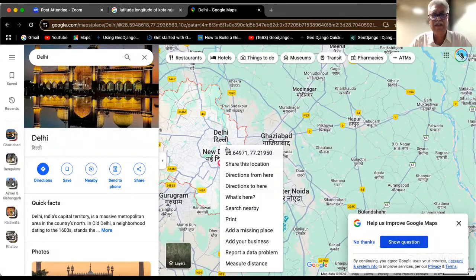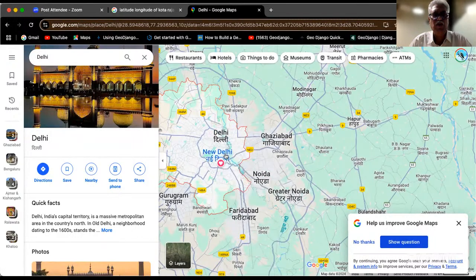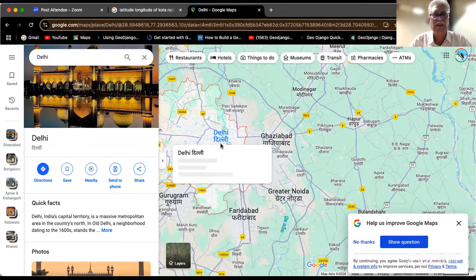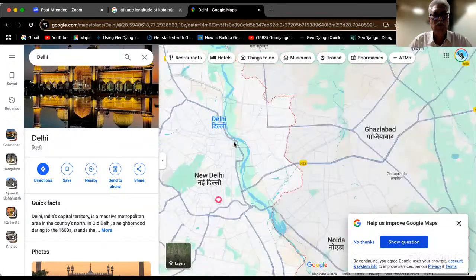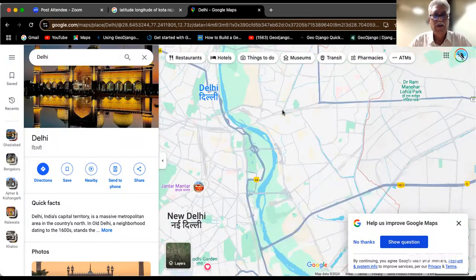28.649171 is latitude, 77.21950 is longitude. So in this way, you can even go to your own place. Suppose in New Delhi also, you want to go to Sarojini Nagar or somewhere.